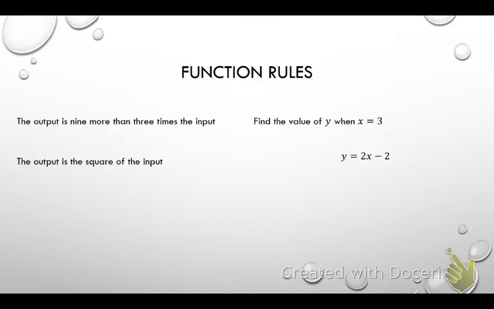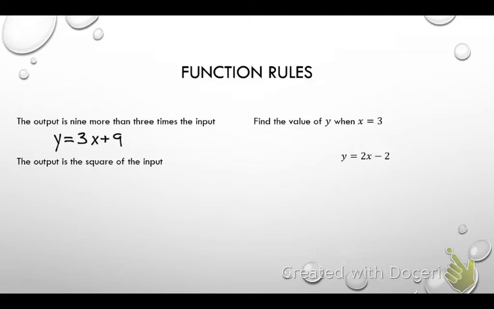Very good. Now, can someone else, someone different, raise your hand and tell them, why did 9 come second? Because it actually came first in the statement, but why did I write it second, Armani? Very good. It was more than. So if it had just said the sum of 9 and 3 times the input, then it would have been 9 plus 3x. But because it was more than, it has to come second. And you can definitely expect to see that on your test tomorrow.